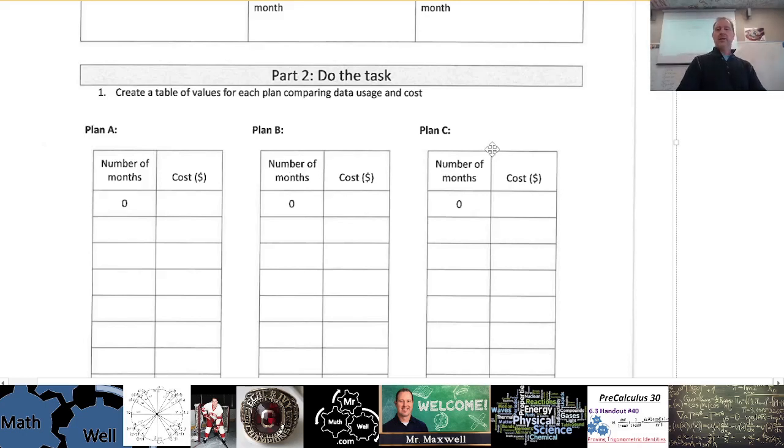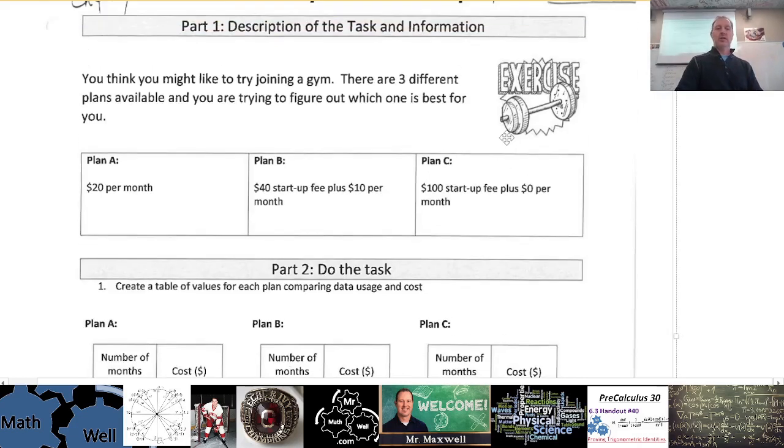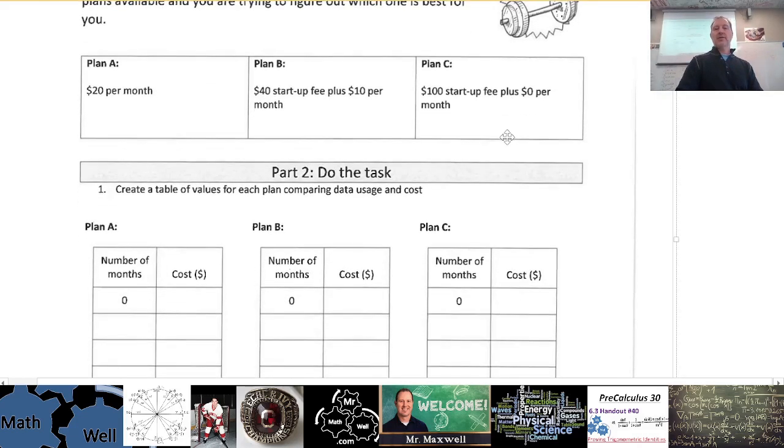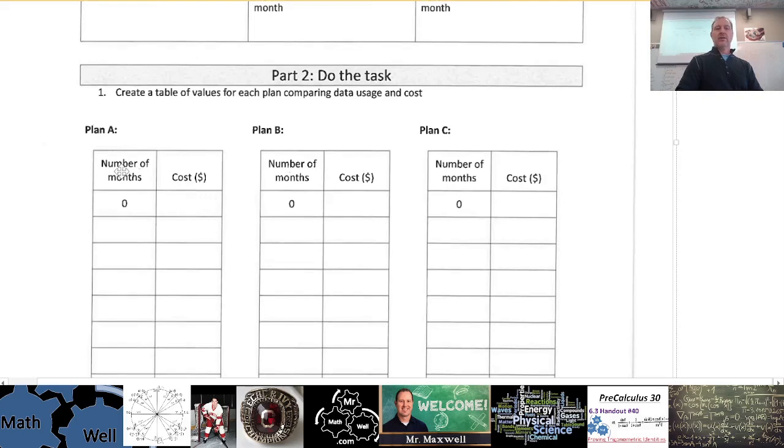So together, I'm going to help you start to do this, and I'm going to give you some time to finish it. But let's make a table of values that considers the number of months and the cost for each plan. So let's start with plan A. It's simply $20 a month. So at 0 months, we're going to start with $0. At the very beginning, you don't owe anything. Zero months, you haven't gone at all yet, so you don't owe anything.